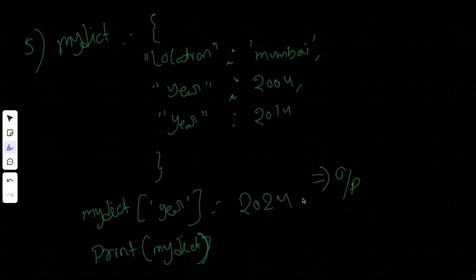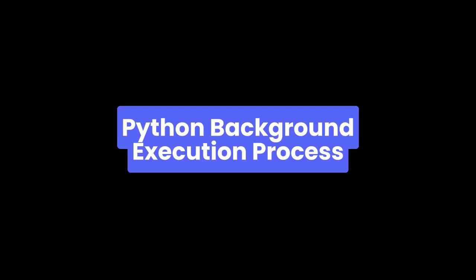year value to 2024 in my dictionary. So what is the output? For this object the year is 2014, right? And again we are updating the value from 2014 to 2024. So the output is that. Now let's start today's topic.